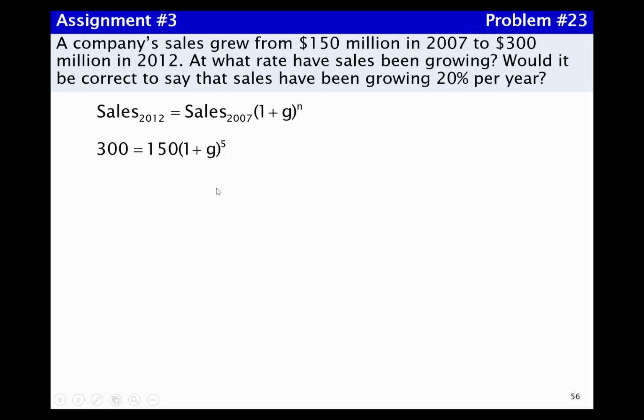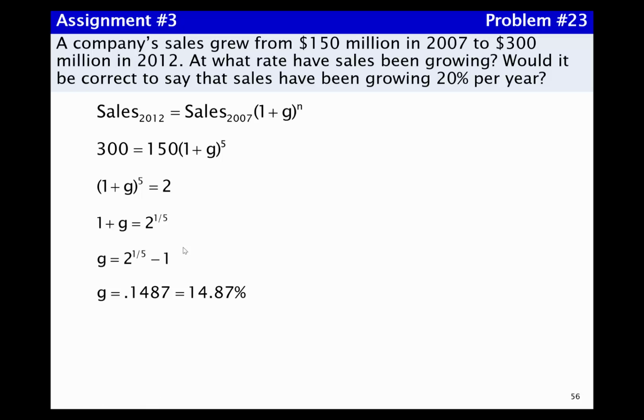Well, we're going to solve it algebraically just like that problem from the last video. If we divide both sides by 150 and then juxtapose the sides here, we'll get 1 plus G to the 5th is equal to 300 over 150, which is 2. Raise both sides to the 1/5 power, and we get 1 plus G is equal to 2 to the 1/5. Now subtract 1, and we get a growth rate of 14.87%.